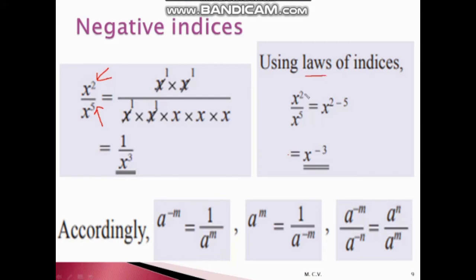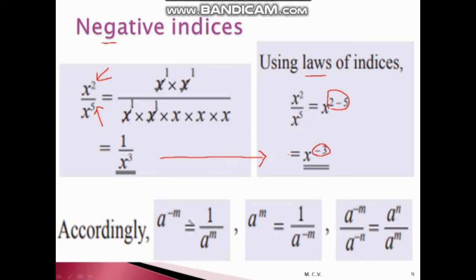If we apply the rule, we can write x to the power 2 minus 5. 2 minus 5 is minus 3 because it is a small number minus a bigger number. Then x to the power minus 3. If we combine that together, then 1 over x to the power 3 can be written as x to the power minus 3. So negative indices.